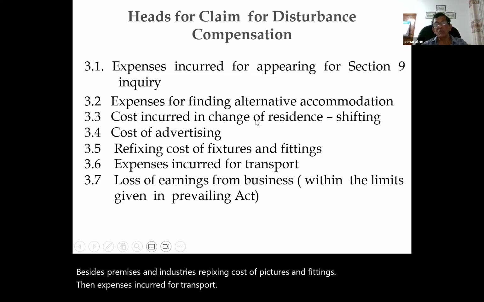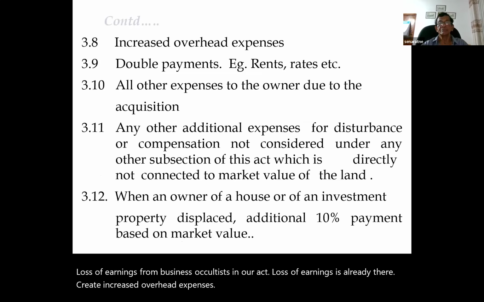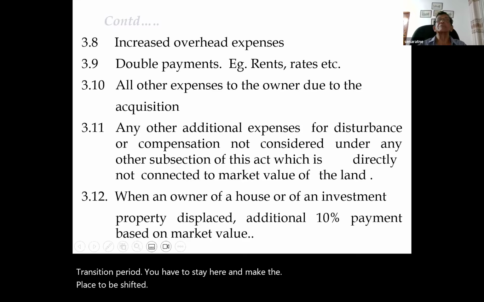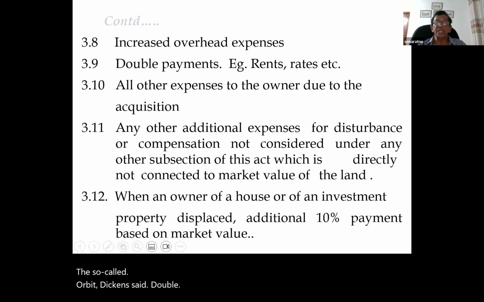Loss of earnings from business, of course, in our Act loss of earnings is already there. 3.8, increased overhead expenses. During the transition period, you have to stay here and also make the new place ready to be shifted to. Maybe you have to do some renovations or even fixing of parts in the business premises. For that, you have to maintain two places. So the so-called overhead expenses double: double payments, rents, rates, etc. All are expenses incurred due to the acquisition.